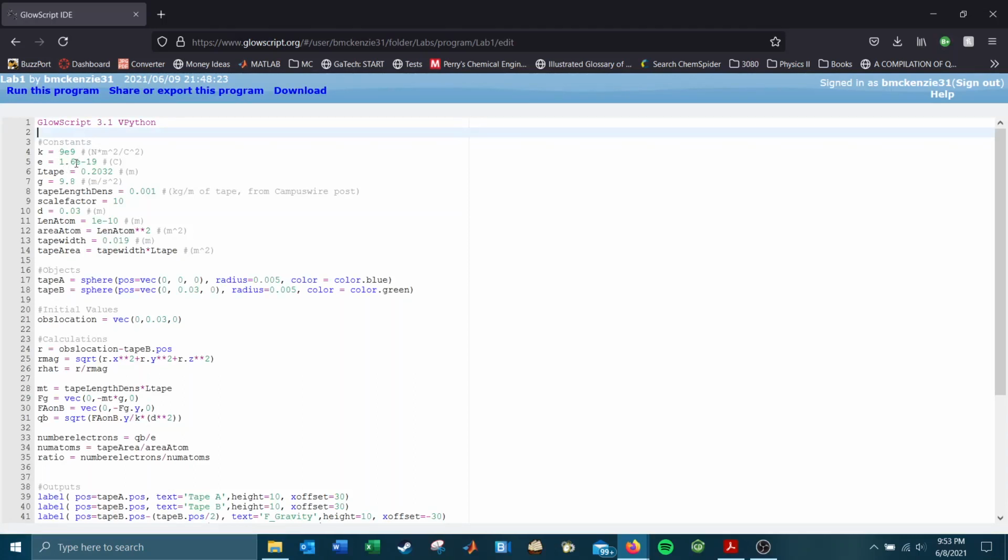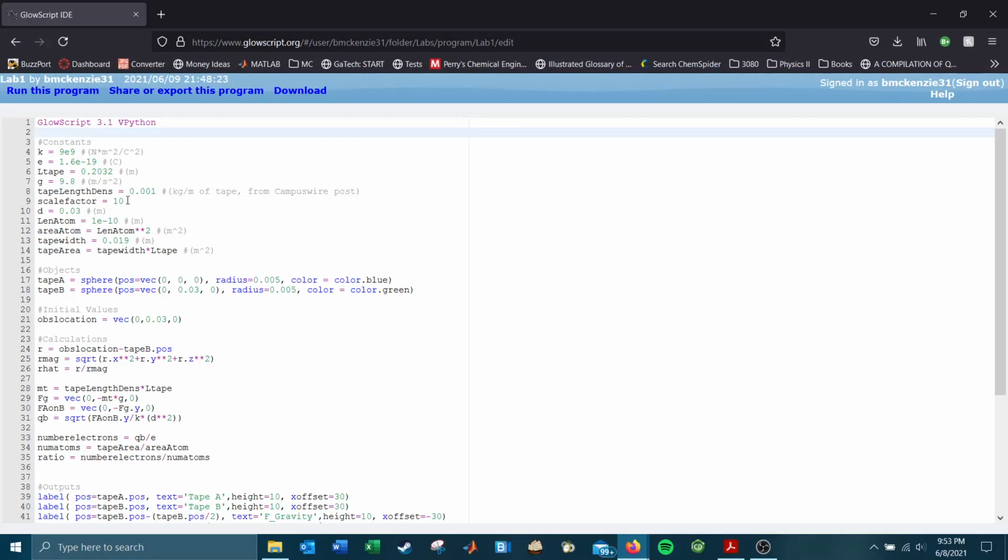Now, looking at the program, I start with constants, the 1 over 4 pi epsilon naught, the charge of an electron in coulombs, all the units are on the right here, commented out. The length of my piece of tape, which was close to, I think, 8 inches, translated to 0.2032 meters. The gravitational constant, and the mass of the tape per length, this was from Campus Wire. I converted it to kilograms per meter for easier calculations.